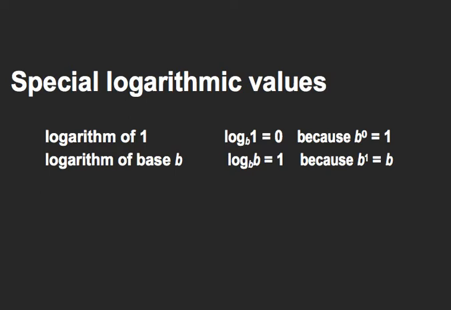Special log values. If you have a logarithm of 1, for example, log base b of 1 equals 0. That's because b to the 0 always equals 1. So anytime you have a log with a 1 right here, you're going to have 0 on the other side of the equal sign, because anything to the 0 is 1. And then log base b of b, when you have the same number next to the base, it's always going to be 1. When you take b to the first, you're going to get that number back.